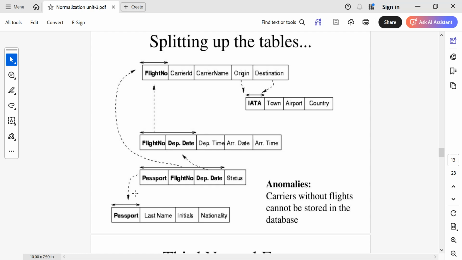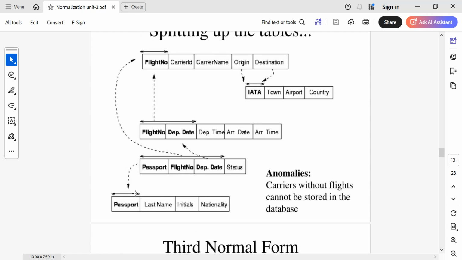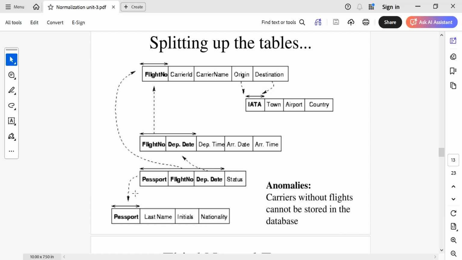Why are we splitting up the tables? If we split up the tables, we can remove the redundancy as much as possible. Okay, right. So this is the diagrammatic representation of splitting up the tables. I think this is understood.